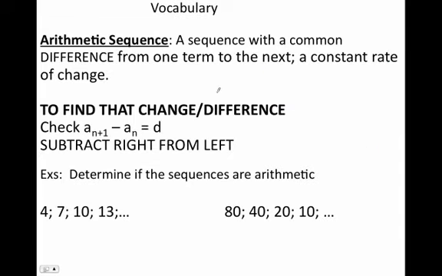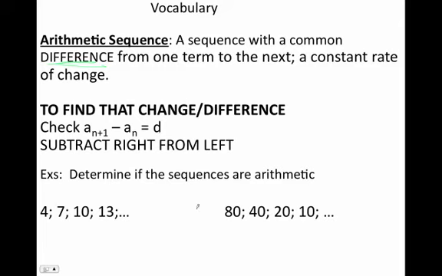So here is your vocabulary. From now on, what we want to understand is that an arithmetic sequence is a sequence that takes on a common difference. From one term to the next, you're subtracting or adding a certain amount. So to find that change, you're going to have to take new minus the old, a more recent value minus the previous value, to get that difference from one to the next.